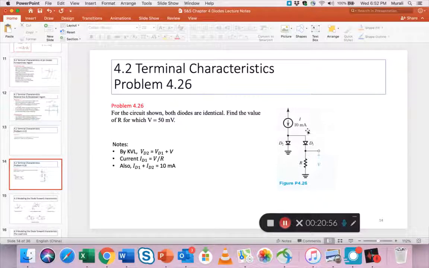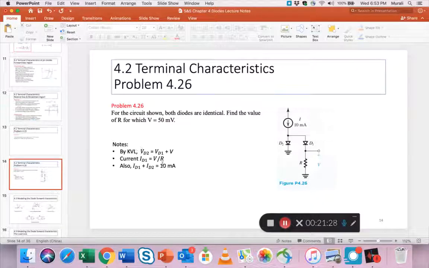So we have a current being given. We know the two diodes. There is a resistance in the circuit, and we need to find out what the value of the resistance is when V becomes 50 millivolts. So V is given. We know this I is given, the diodes are identical, but we don't know if they are ideal. So we have to assume they are not ideal, and then we have to solve the problem. So what are the notes before we start solving?